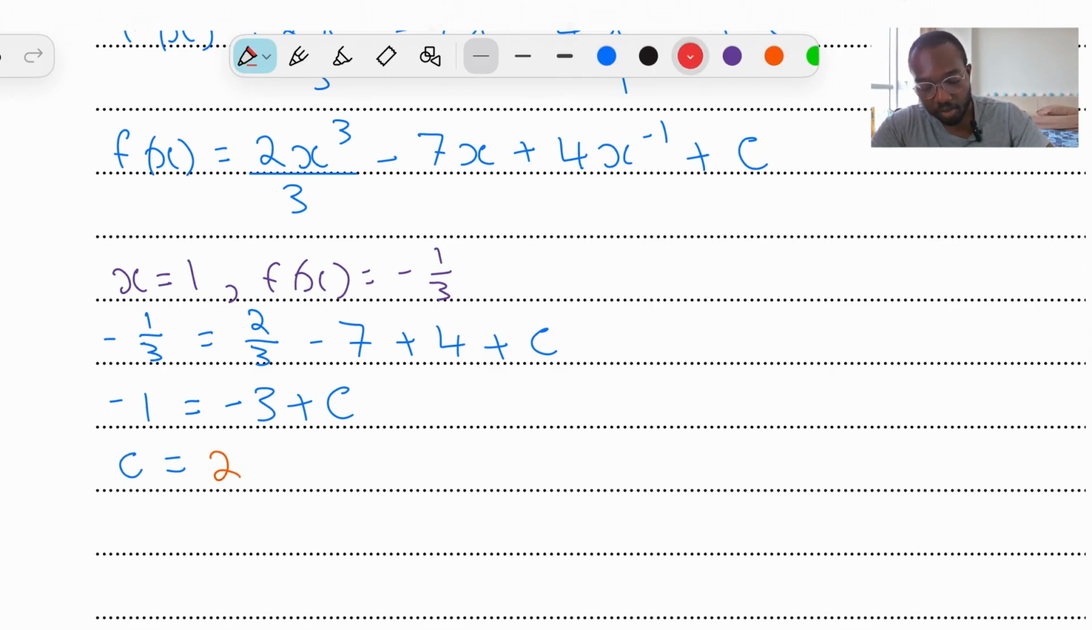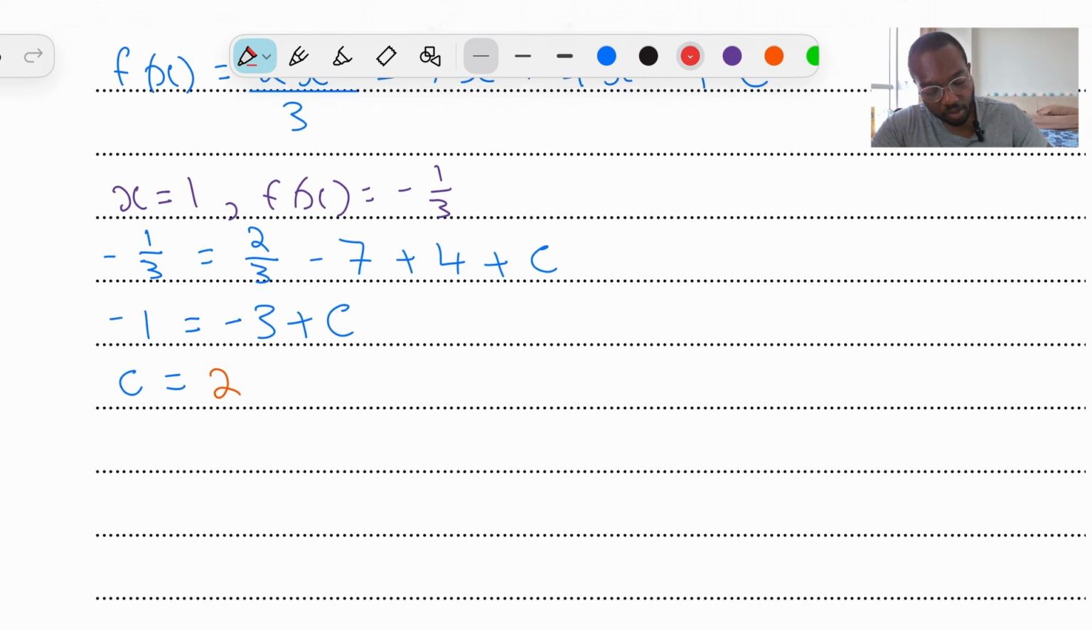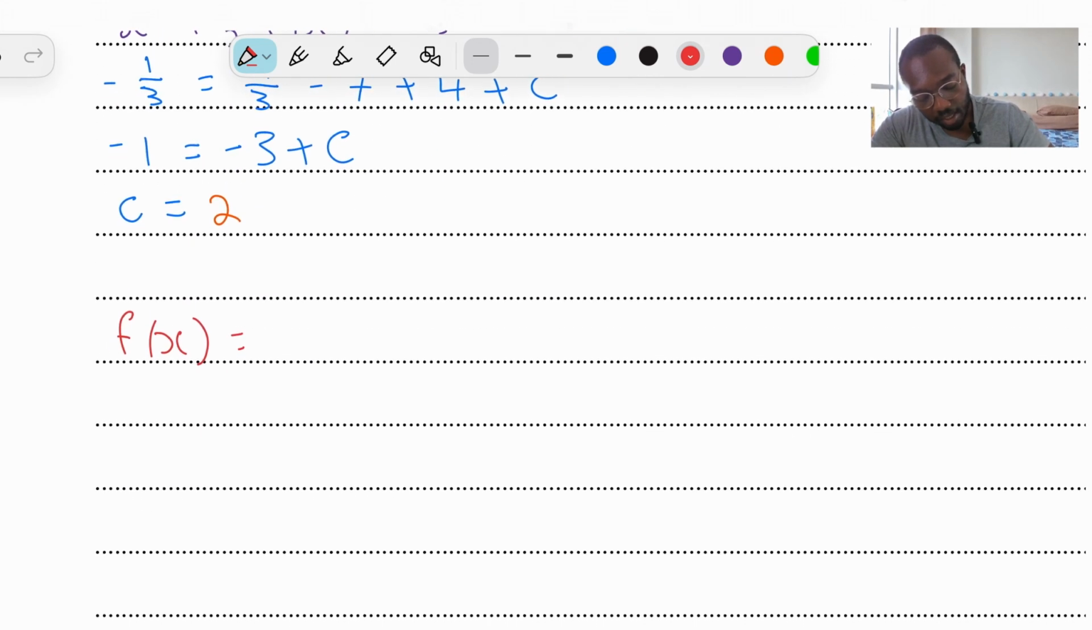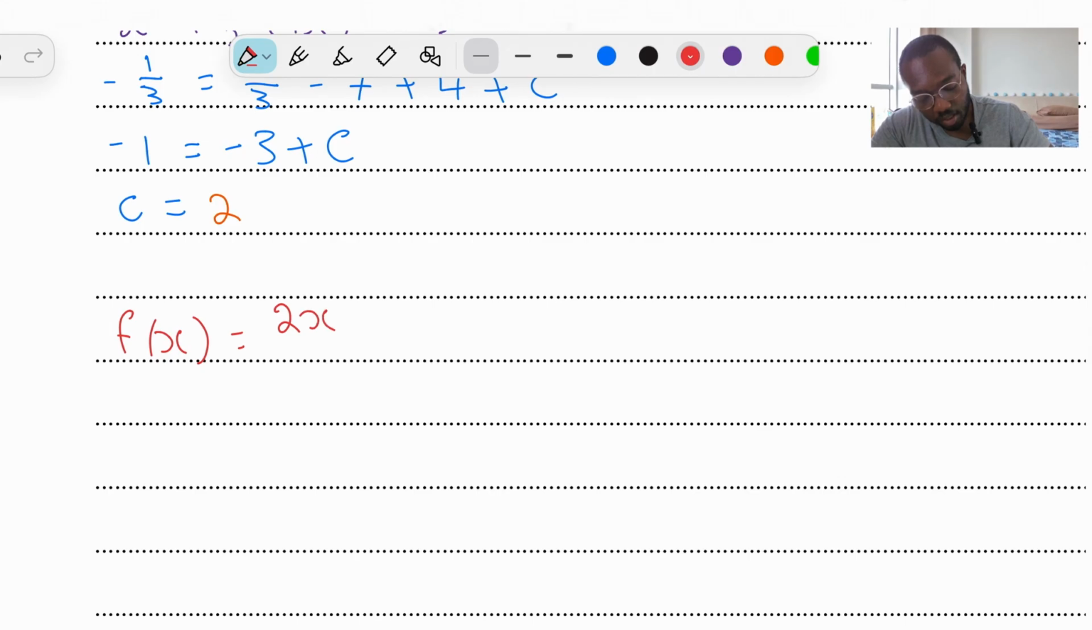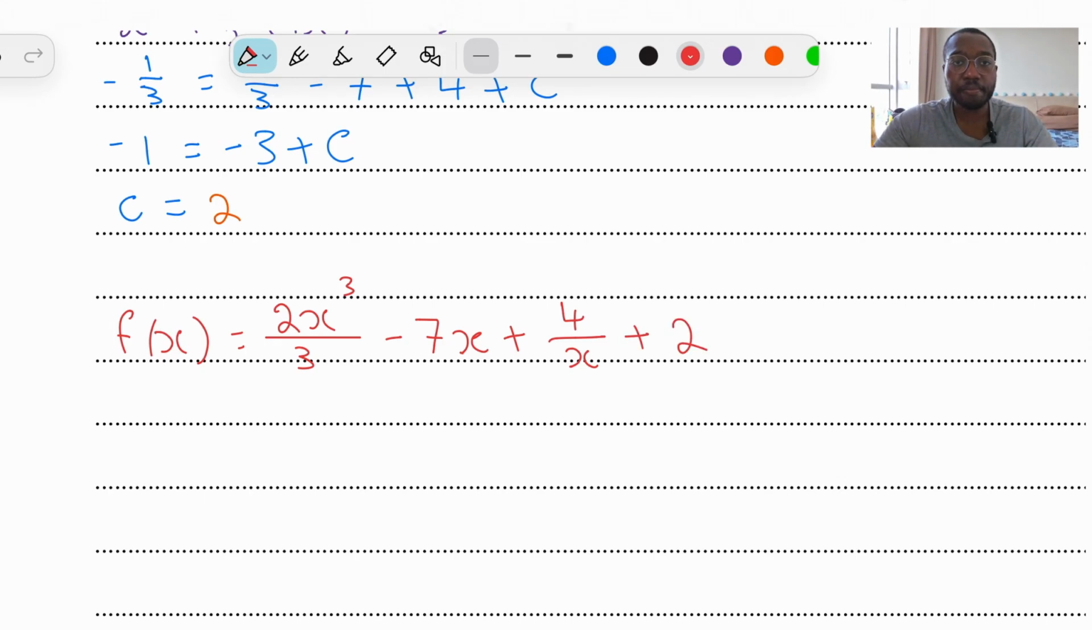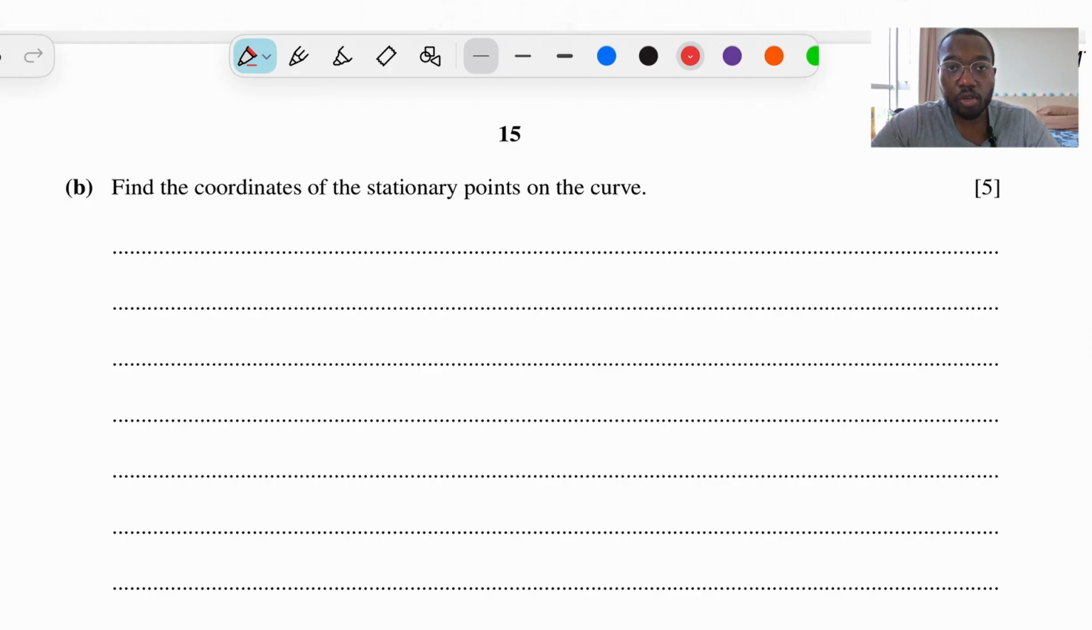And if we know c is 2, now we can rewrite this. We know that f dash x is going to be 2x to the power of 3 over 3 minus 7x plus, and we rewrite it as 4 over x now. And then we also have a plus 2, okay? And that is f of x, okay? Done. So for part B, we need to find the coordinates of the stationary points on the curve.